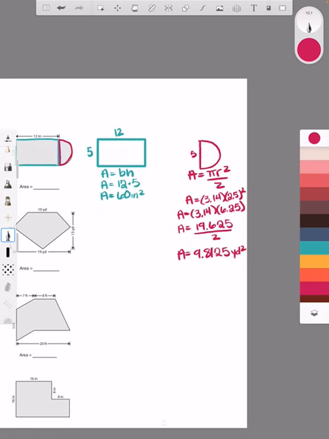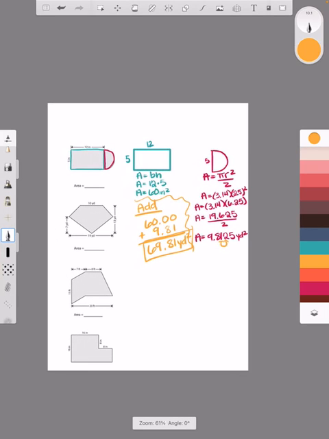Now the only thing left to do is to add them both. So we're going to add 60, and I'm going to go ahead and round this to the nearest hundredth. So I'm going to underline the 1, and draw an arrow to the 2. The 2 is telling my 1 to stay the same. So I'm going to add 9 and 81 hundredths, and we end up with 69 and 81 hundredths yards squared. And that would be our answer there.